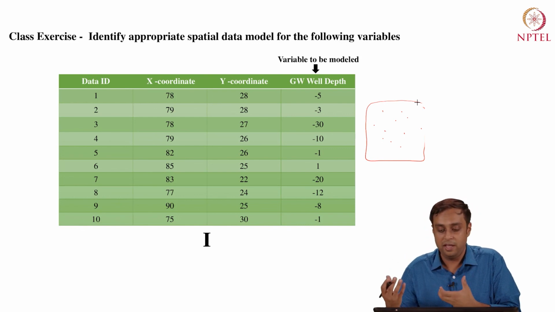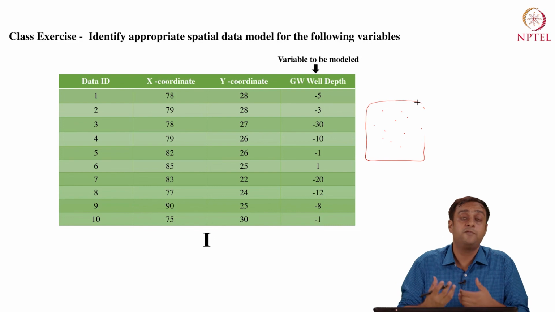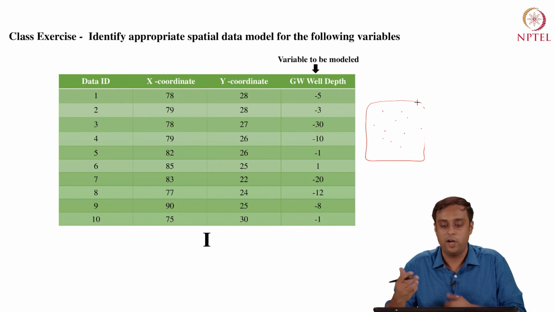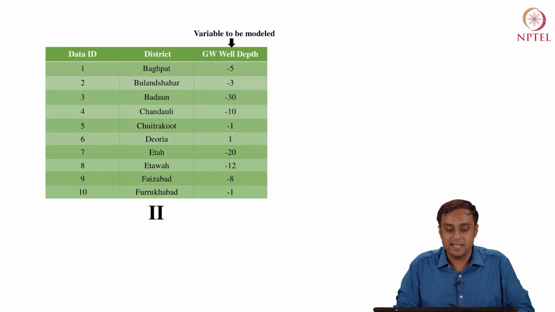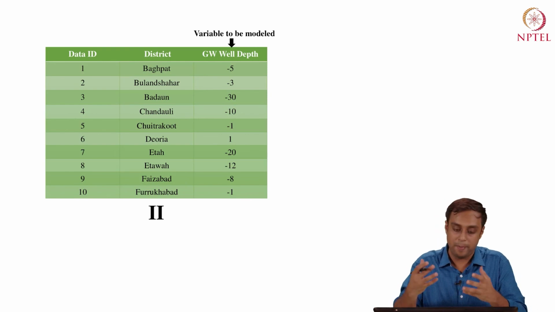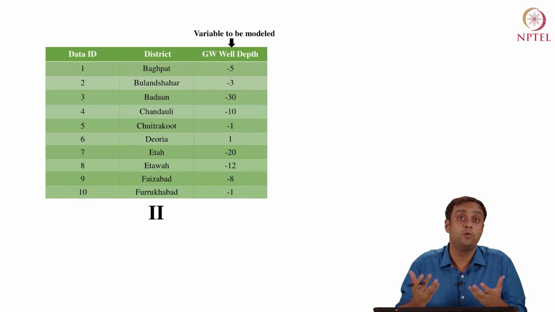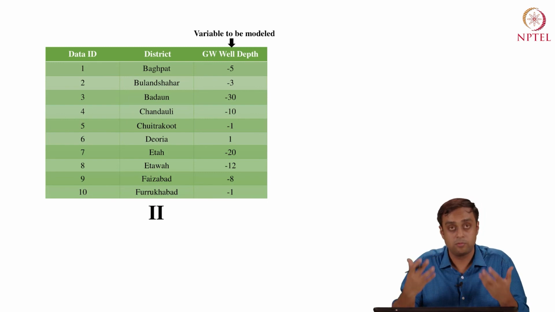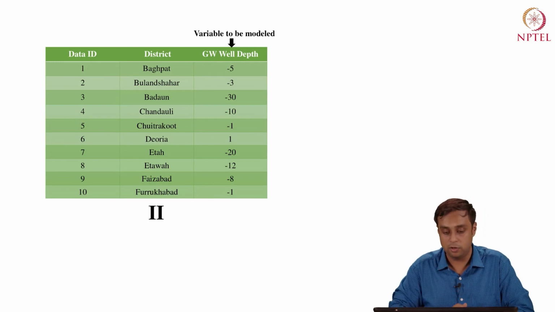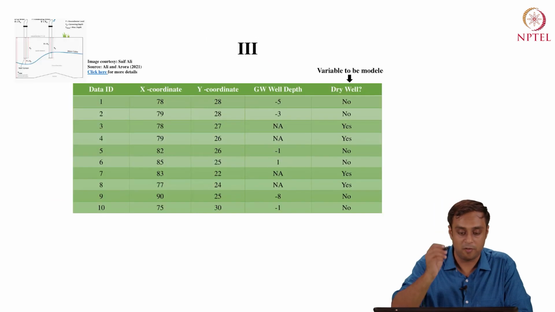Will it be a geostatistical data set? Will it be a lattice data set? Will it be a point patterns data set? The second example is again by district. Now we have groundwater depth by different districts in Uttar Pradesh. So these are districts in Uttar Pradesh. I want you to think about what type of data set we are looking at.